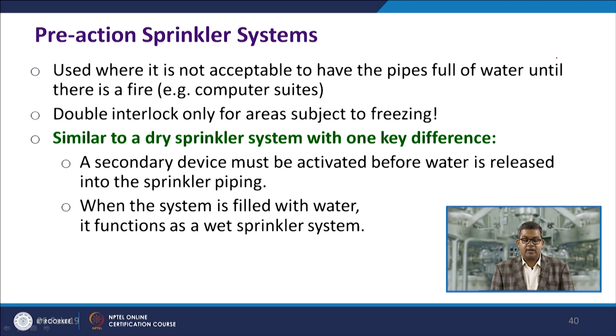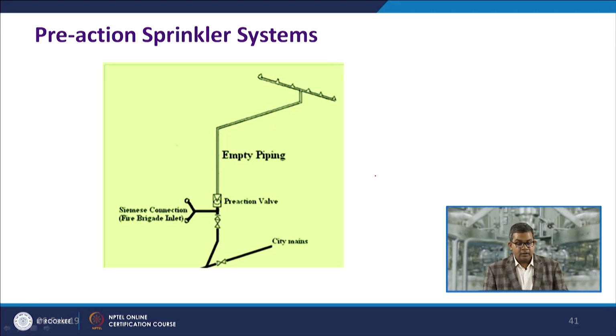They are similar to dry sprinkler systems with one key difference, and that is the secondary device must be activated before water is released into the sprinkler piping. So when the system is filled with water, it functions as a wet sprinkler system. So this is the only difference, that a secondary device must be activated. Now this is the figure which explains the pre-action sprinkler system. They are the empty pipes, and this is the pre-action valve over here. There are the fire brigade inlets, etc., and this is the city mains. So this is a very small setup.